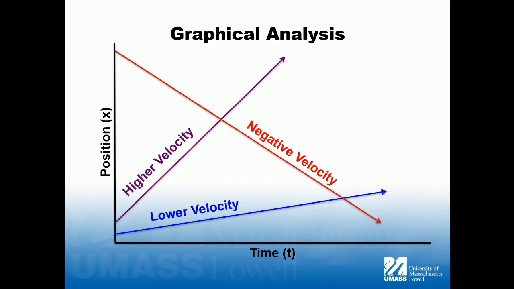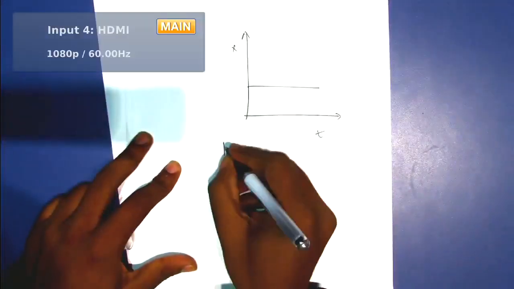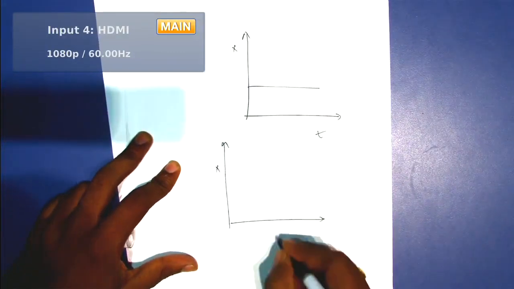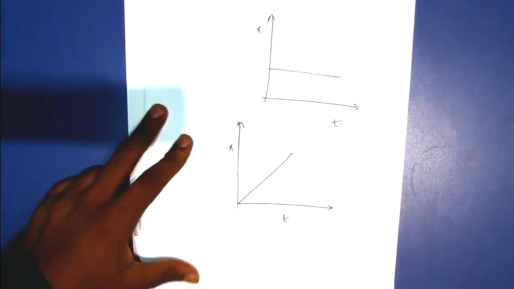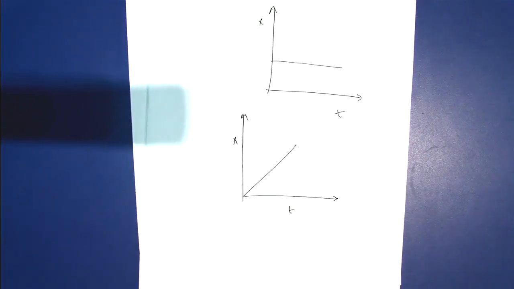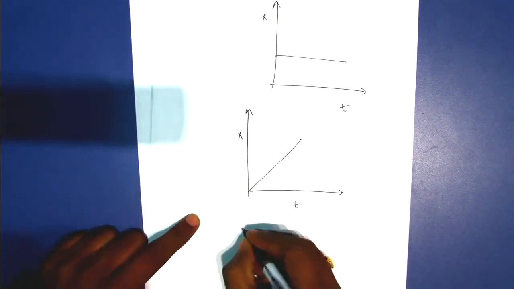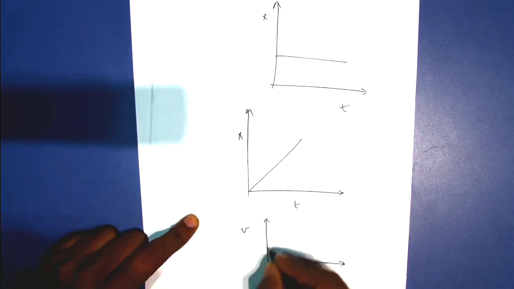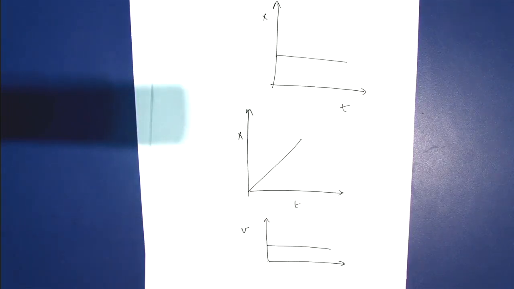What I'm saying is, if I have an object, and its position versus time graph looks like this, a nice straight line, then the velocity versus time graph for this guy will look like this. It's a constant velocity. It's a v that's not changing. So this v versus t graph is the rate of change for the x versus t graph.